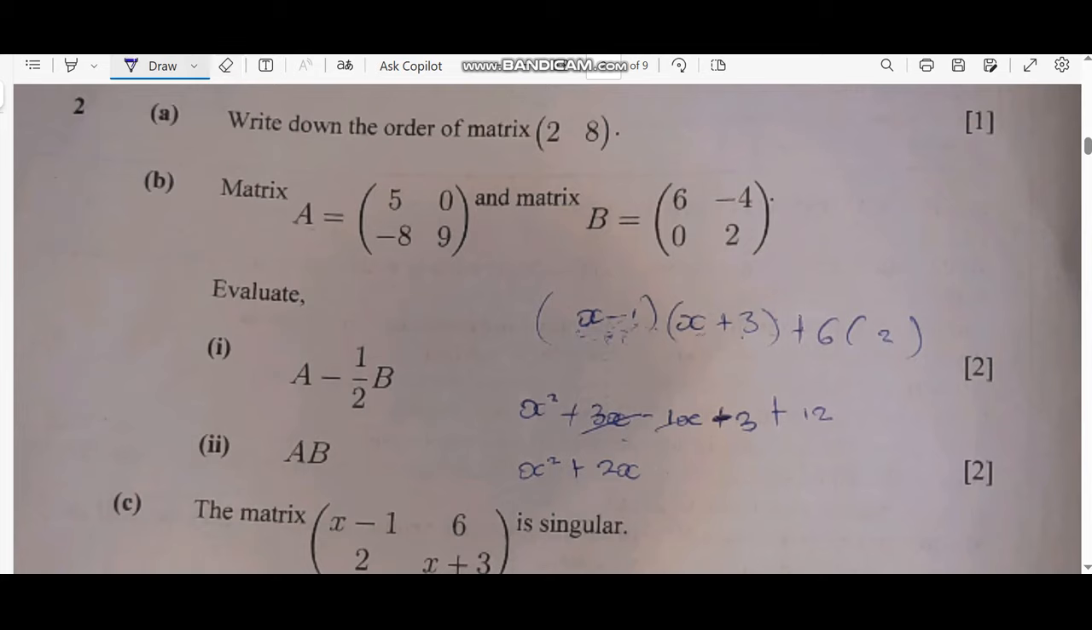Right. Part B, matrix A is equal to 5, 0, minus 8, 9, and matrix B is this one. Evaluate A minus this one. So it's actually A minus 1 over 2B, which means you're going to substitute the values. So you're going to say 5, 0, minus 8, 9, then minus half multiplying B, which is 6, minus 4, 0 and 2. Right, then you're going to have 5, 0, minus 8, 9, then minus.